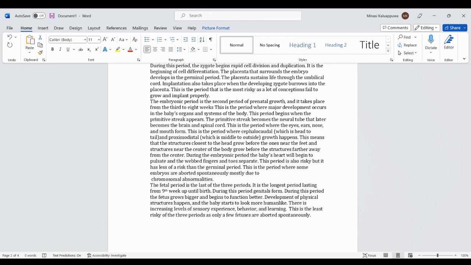So the learning starts to happen, and this is the least risky of the three periods, as only a few fetuses are aborted spontaneously. So even though this is the longest period, from the 9th week up until birth, it is also the least risky of the three periods, as only a few fetuses are aborted spontaneously.